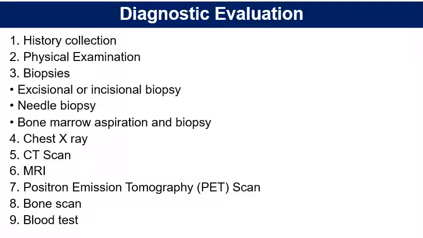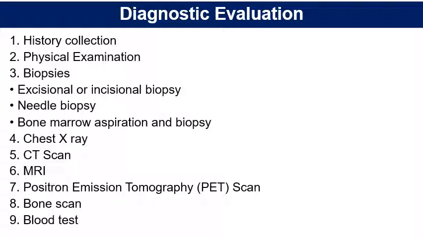Now that the types are over, let us see how to diagnose lymphomas. It always starts with history collection and physical examination. Of course, we have to do inspection, palpation, percussion, and auscultation. Then go for the biopsy procedures, and three different types of biopsies can be done: excisional or incisional biopsy, needle biopsy, and bone marrow aspiration and biopsy. I am going to talk about all these procedures in detail.